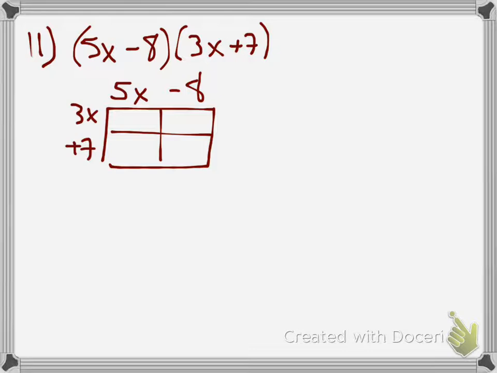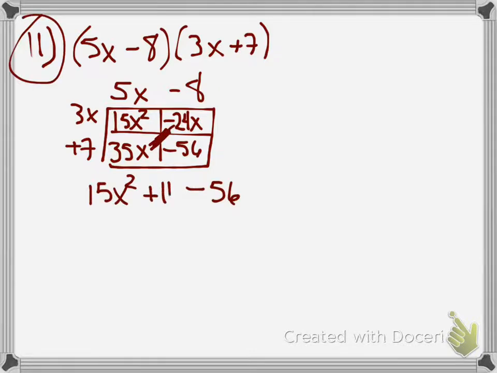So here's number 11. Notice that one's also asking for area. So I'm going to multiply 5x times 3x, which is 15x squared. 3x times negative 8, which is negative 24x. 5x times 7, which is 35x. And then 7 times negative 8, which is negative 56. Combine your like terms, and you end up with 15x squared plus 11x minus 56.